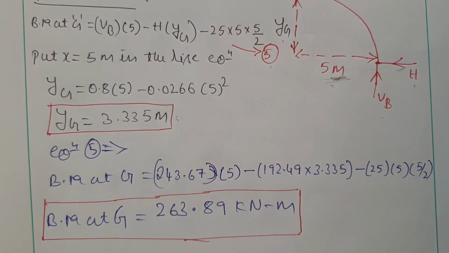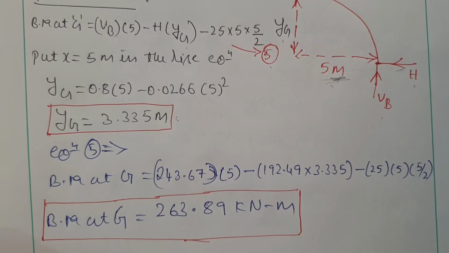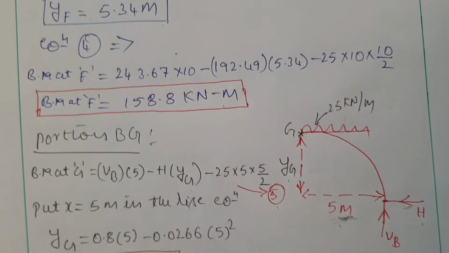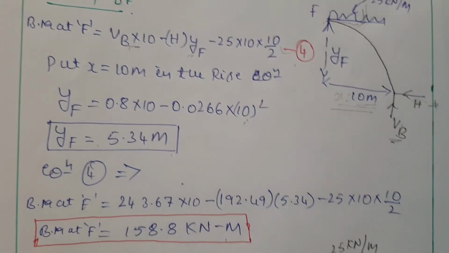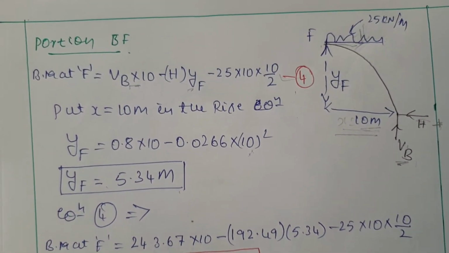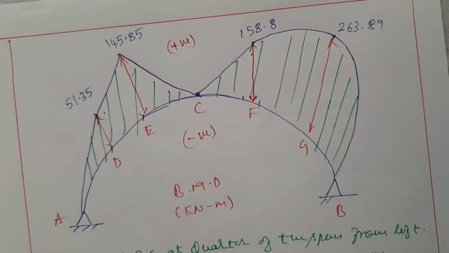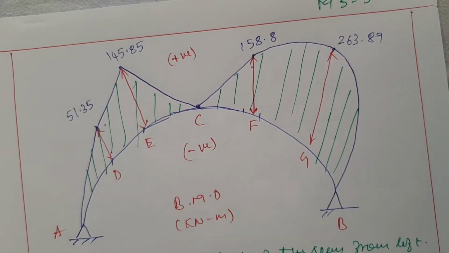Okay, after finding the bending moments at the salient points or the loaded points, then we have to draw the bending moment diagram. So the bending moment diagram will look like this. Positive will be above the axis of the arch, negative will be below the axis of the arch. Here all are positive, so above the axis of the arch.